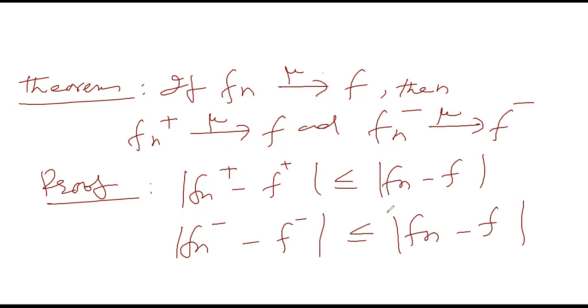Okay, so whenever x belongs to the set where mod of fn plus x minus f plus x is greater than or equal to epsilon, then x belongs to this set where mod of fn x minus f x is greater than or equal to epsilon. But here the limit approaches zero. Similarly, whenever x belongs to the set where fn minus minus f minus is greater than or equal to epsilon, then x will be in the set where mod of fn x minus f x is greater than or equal to epsilon. Since fn converges to f in measure mu, the measure of this set converges to zero, so therefore this will also converge to zero. So this is very simple, you just verify these two inequalities.